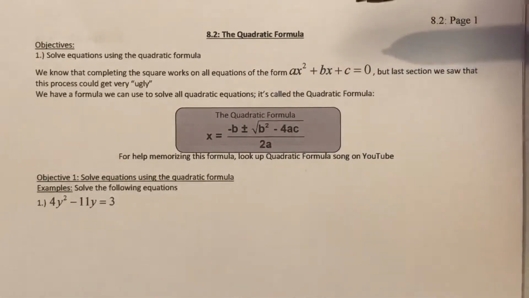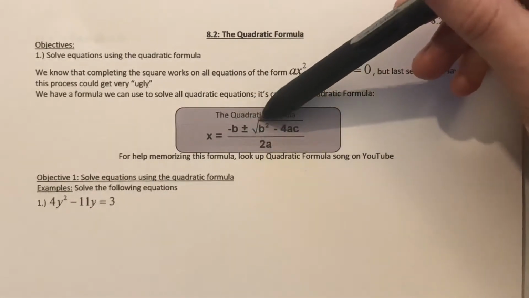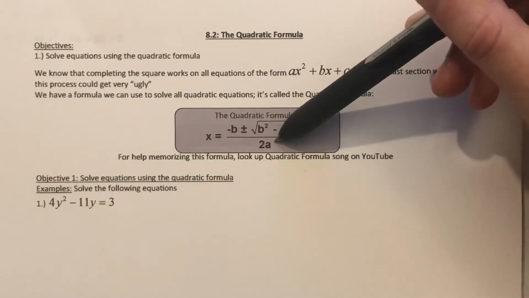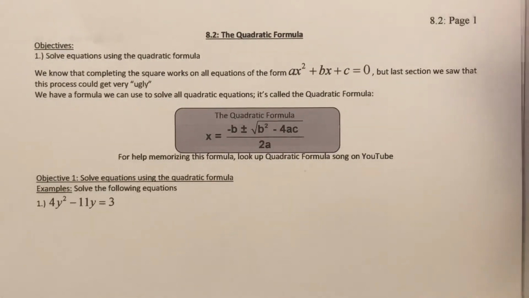X is equal to negative b plus or minus the square root of b squared minus 4ac all over 2a. That's what you're going to hear on YouTube as well.